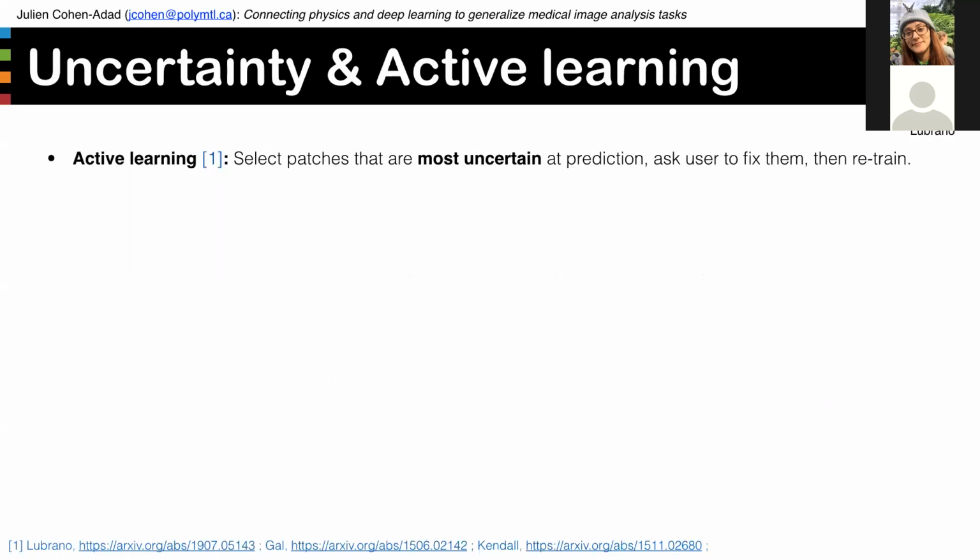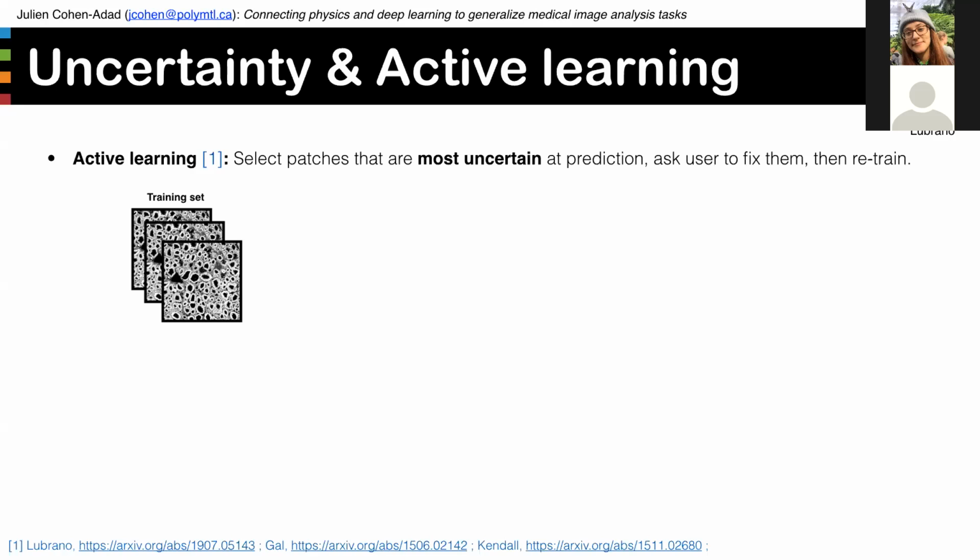truth. So one way to do that is to do active learning, which is a subfield of deep learning, where the idea here is instead of randomly selecting patches to annotate for the training, basically the ground truth, here we would select patches that are most uncertain at prediction time, and we would then fix them, retrain the model with these added patches. So the workflow looks like this.